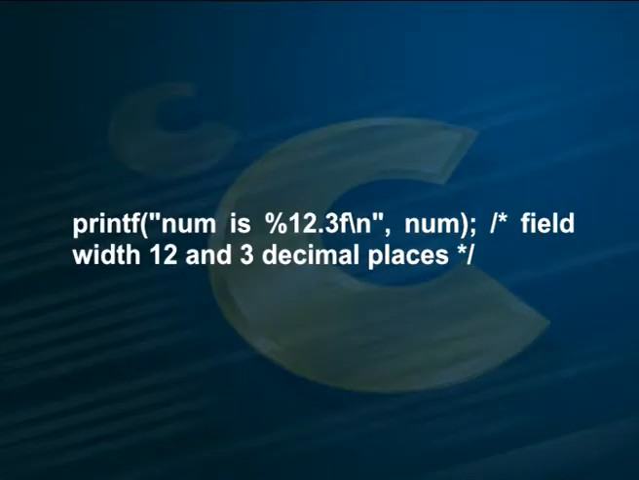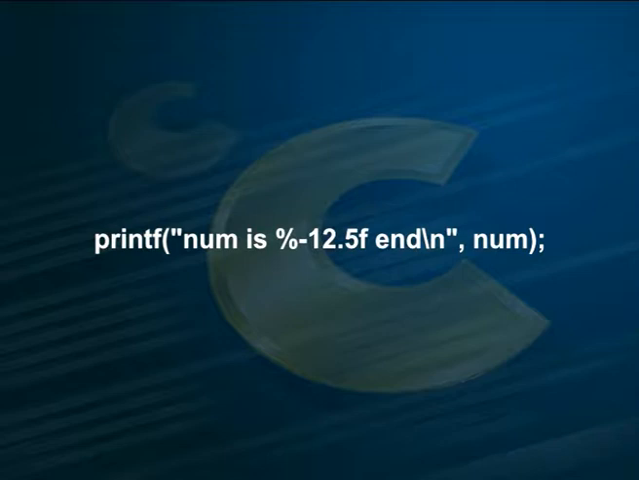printf("num is %12.3f\n", num); This prints only the first 3 decimal places, that is num is, then blank spaces, then 3.141. printf("num is %-12.5f end", num); prints 5 decimal points and left justifies the number. It prints num is, then the number 3.14150 and then blanks to fill the width of 12 and then the word end followed by a line break.